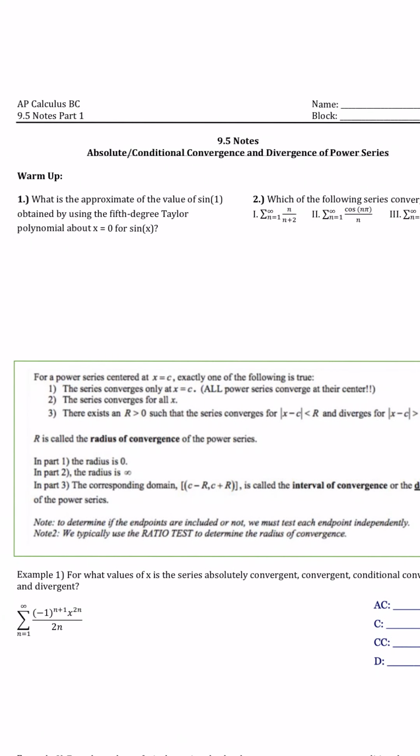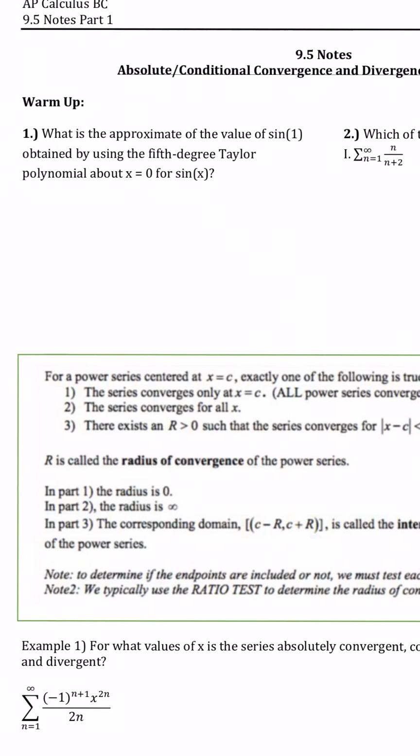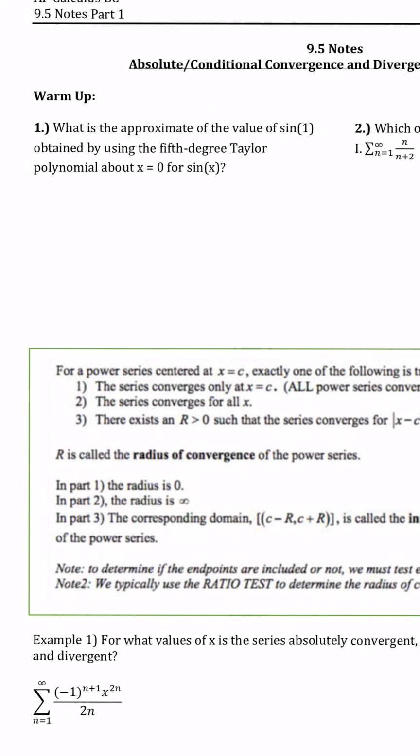So in the first warm-up, I want to know what is the approximation of the value of sine of 1 obtained by using the fifth degree polynomial about x equals 0 for sine of x. What is the approximate value for sine of 1? Okay, so first we need to find the fifth degree Taylor polynomial about x equals 0.